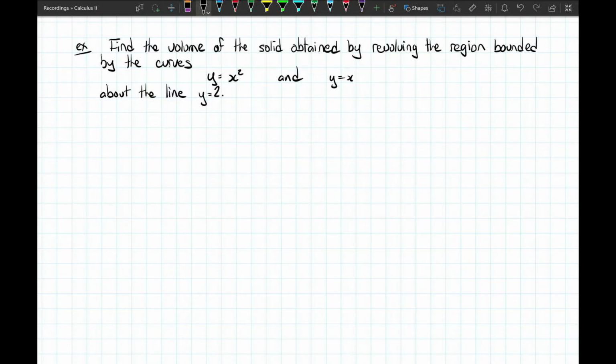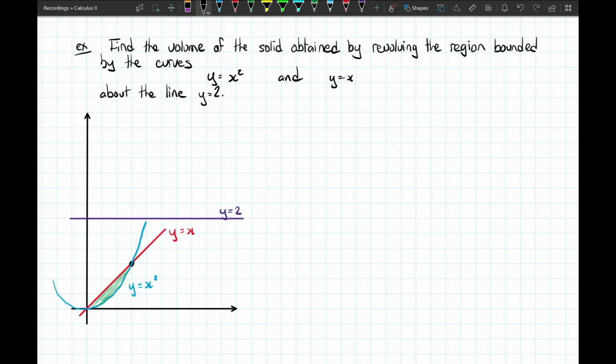Now, it's not too hard to draw these two shapes. It's not hard to find where they intersect. So let's try making a little sketch here. It's pretty easy to find the two intersection points, (0, 0) and (1, 1). Now, when we want to revolve this around the line y equals 2, we might want to take a look at the reflection on the opposite side to get an idea of what a typical washer looks like.